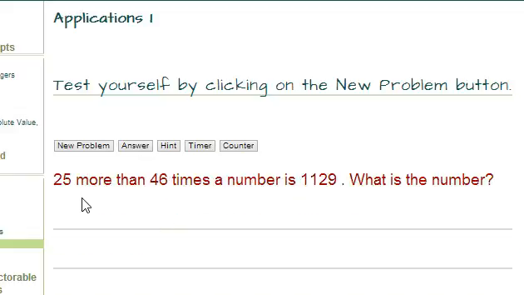We've got 25 more than 46 times a number is 1125. What is the number? So the number, we're going to let that be x, the unknown, and then we're just going to write out an equation, just pretty much how it says here. 25 more than 46 times a number. So 46 times a number.